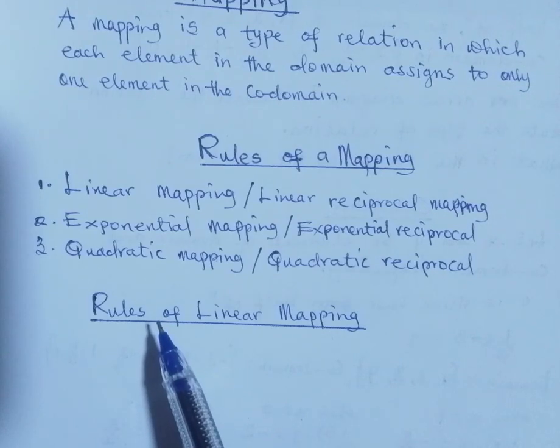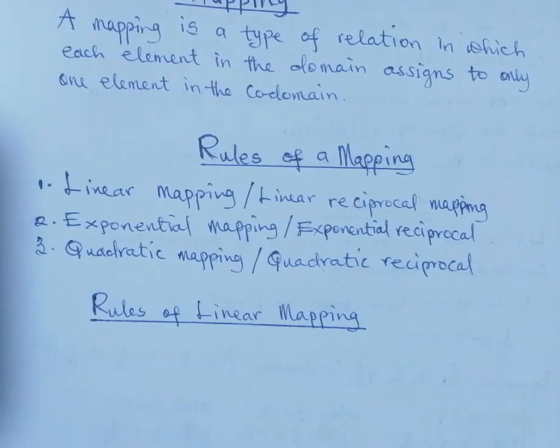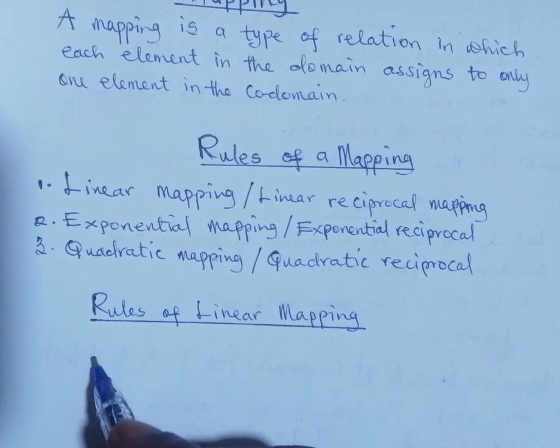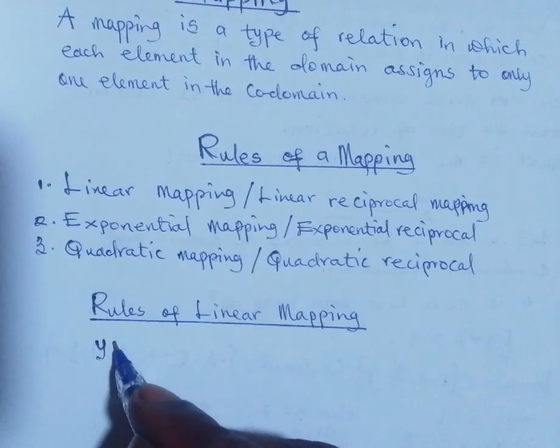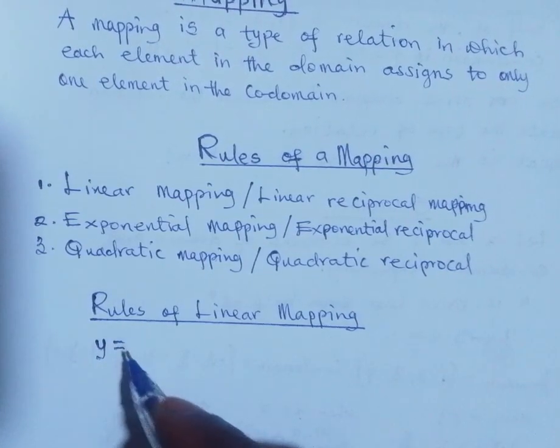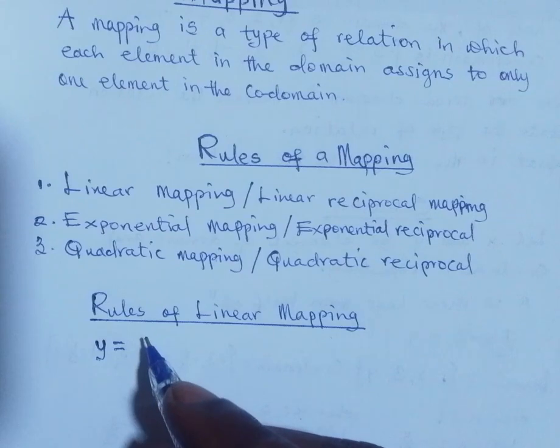Now, in mapping, the domain is always represented by the x, that is the x-axis, and the codomain also represents what? The y-axis. Okay, good. Now, in a linear mapping and its reciprocal, this rule is given. We can be given this rule. So if you see this, we can say that this is what?